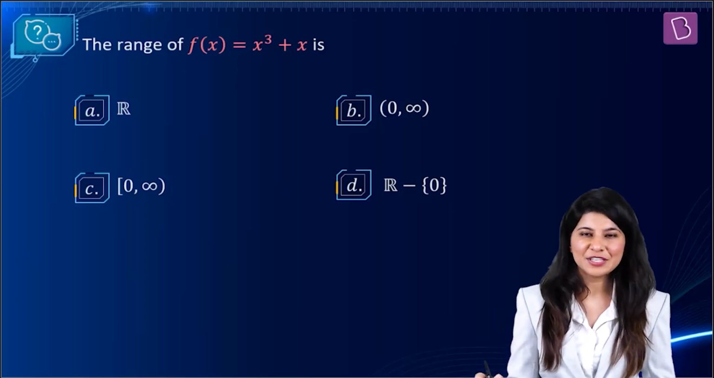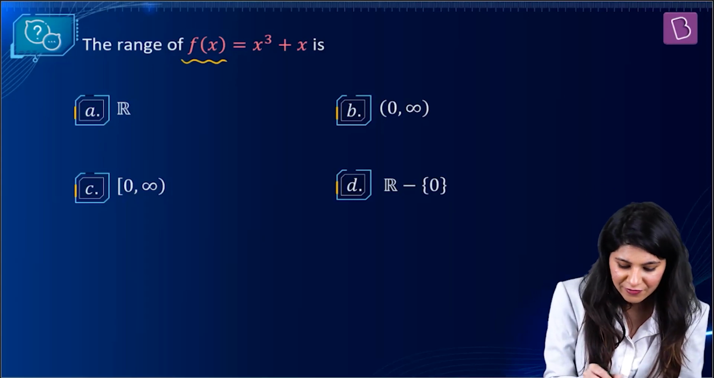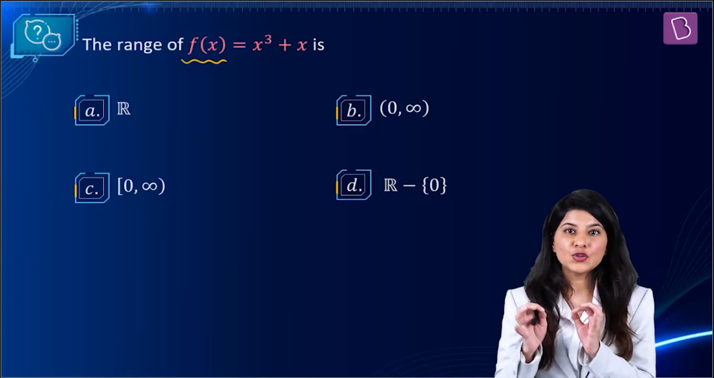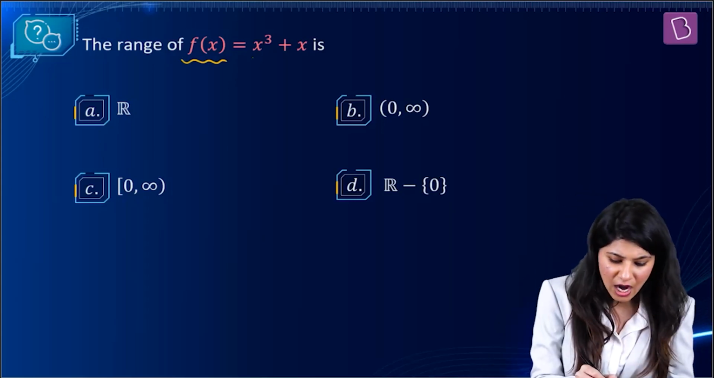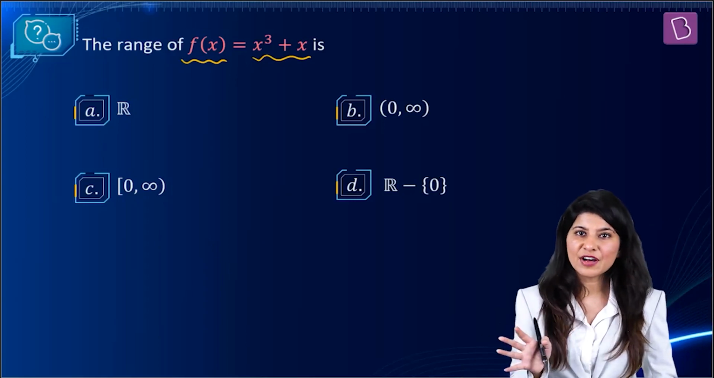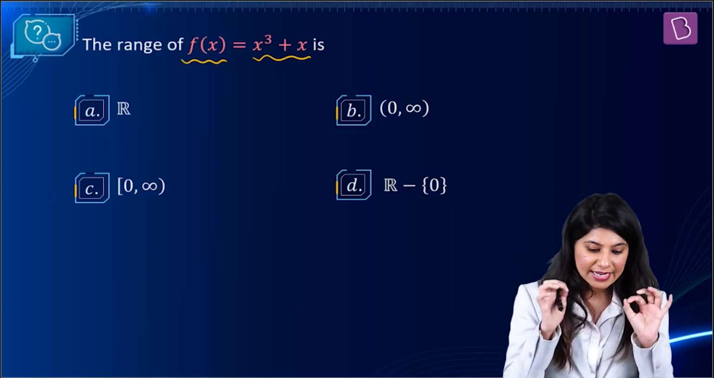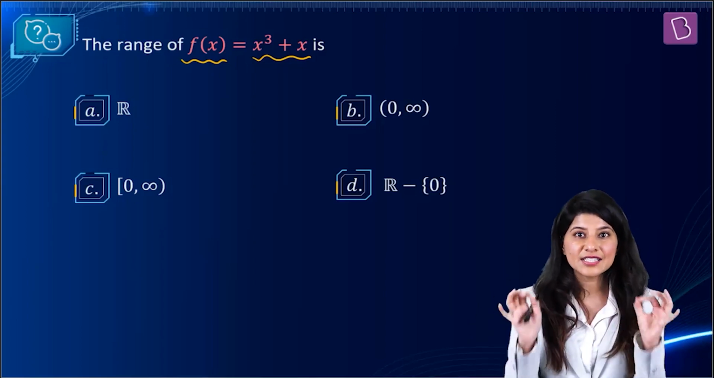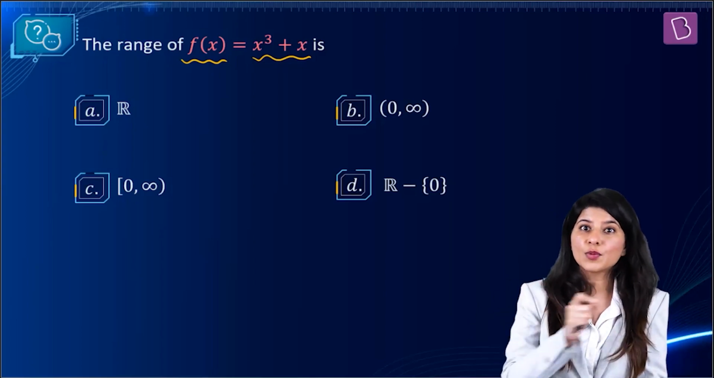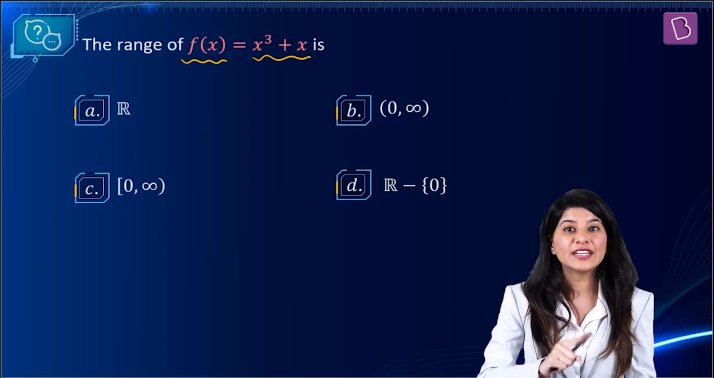The question says we need to figure out the range of f(x) = x³ + x. Okay, how do we figure out the range of any function? There are different methods to figure out the range of any function, right? Here, we can crystal clearly see that this is an odd polynomial. Yes, a polynomial of degree 3.